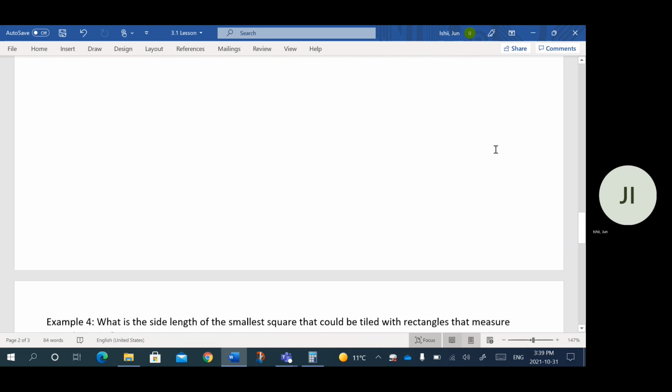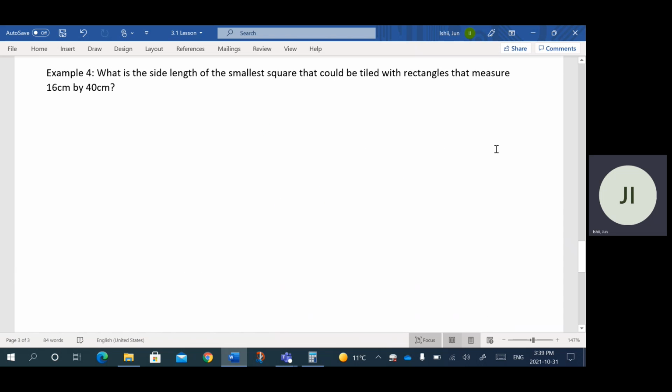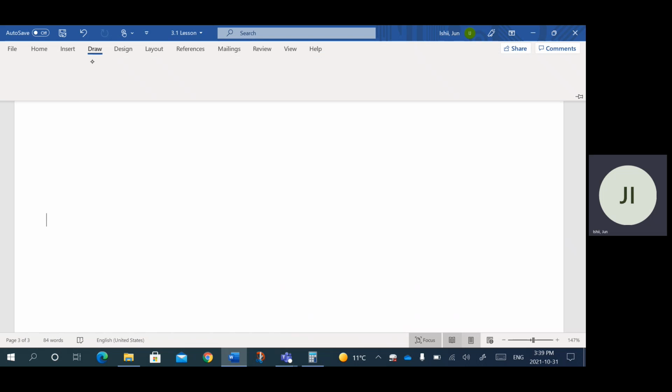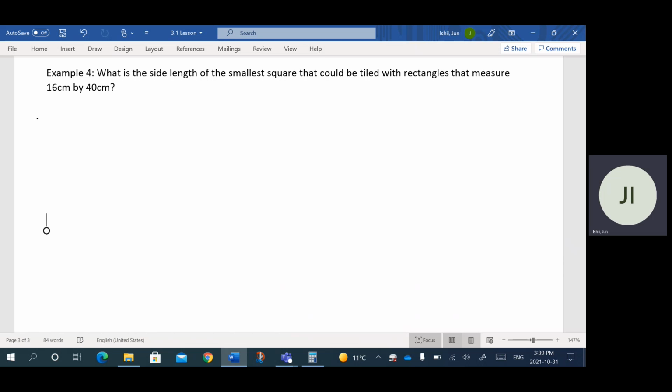Cool. All right, so next example. This time we got a bit of a word problem, but hopefully it'll make sense. What is the side length of the smallest square that could be tiled with rectangles that measure 16 by 40 centimeters? To explain what the question's actually asking, it probably makes sense to draw a diagram. So basically we want to make a square.